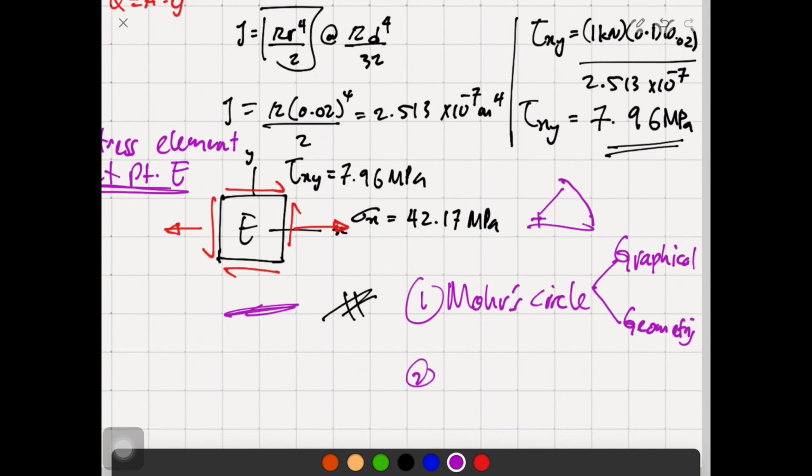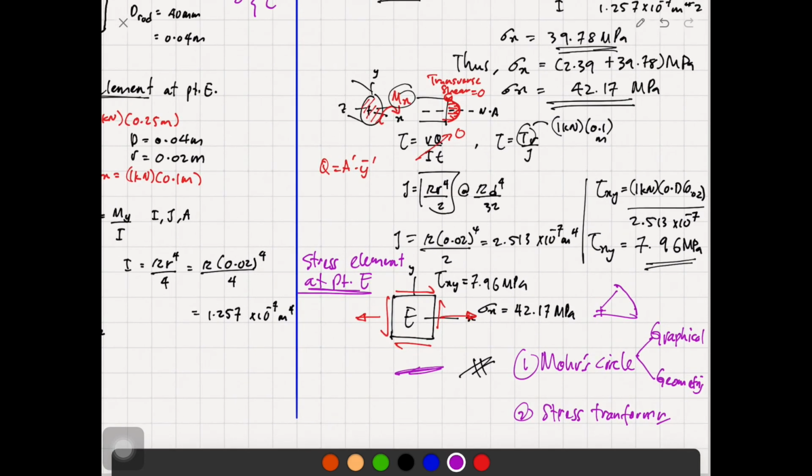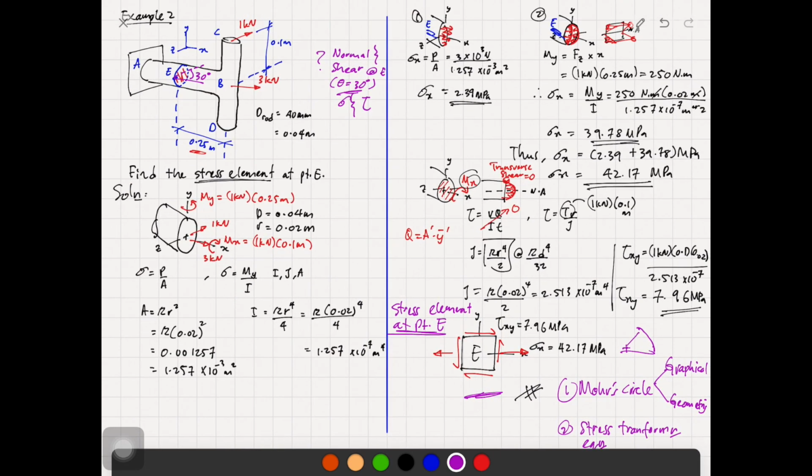And the second one is just the stress transformation equations. We're going to explain that in the coming video. So I hope you enjoyed this example. Take it easy and see you on the next lesson.